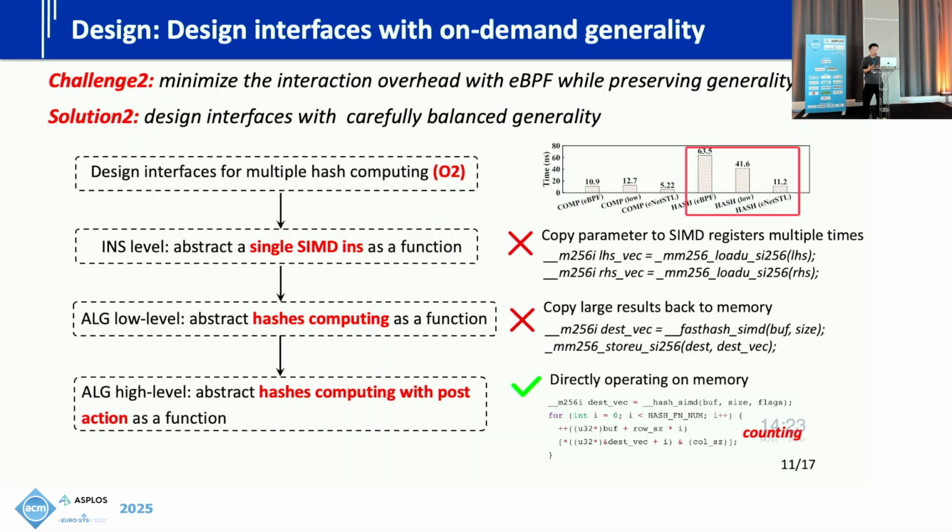However, this approach introduces significant interaction overhead due to memory loads and stores, because for each SIMD instruction API, we need to load the parameters from memory to the SIMD-specific registers, because the eBPF ISA does not support SIMD. Next, another option is that we can use a low-level algorithm abstraction. For example, we can utilize a low-level interface that takes a key, that is the packet header, as an input, and performs calculations with multiple hash functions, and finally copies these results back to the output memory.